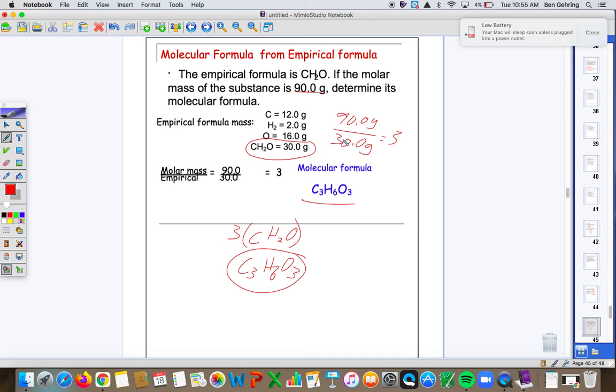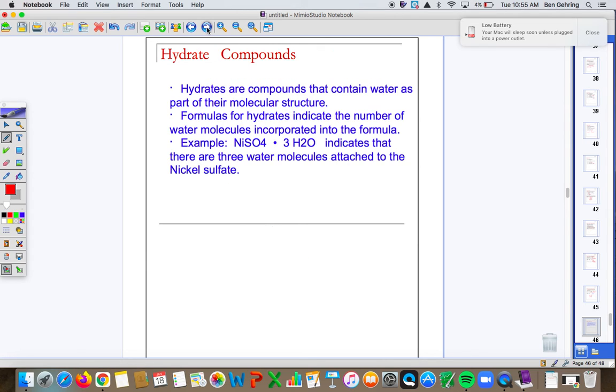Okay? So that's my empirical molecular formulas. A lot of times we use this in science in combustion reactions, and we'll talk more about those later on. But combustion is kind of a big place we can use this empirical molecular formula information. Okay? The last little bit's going to be on hydrates. So hydrates are compounds that contain water as part of their molecular structure.